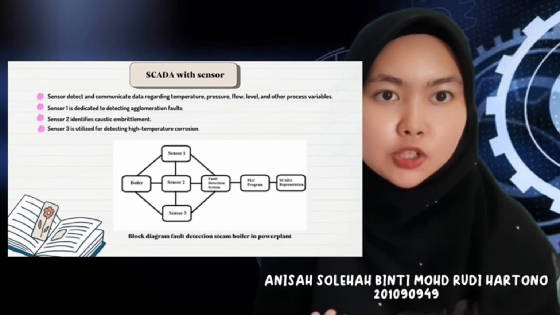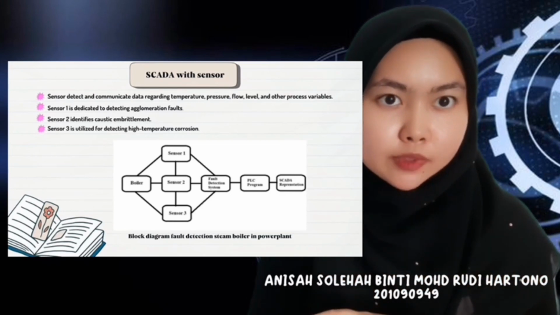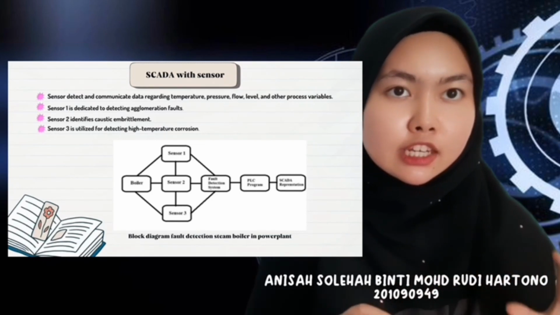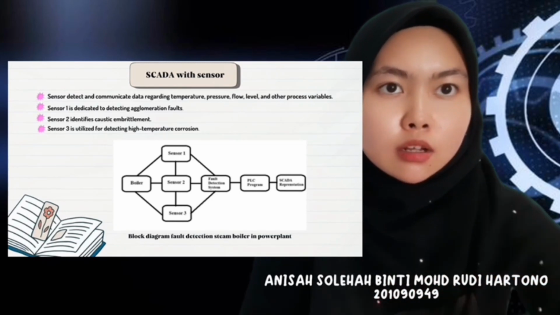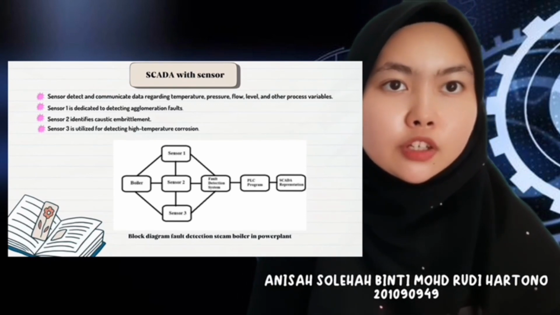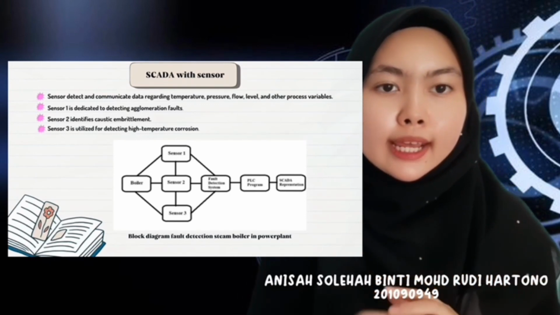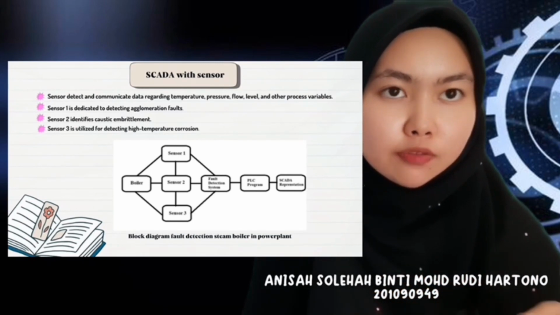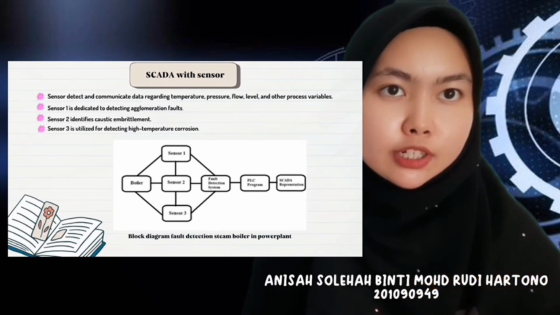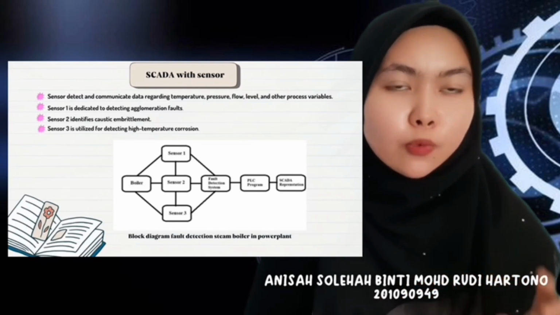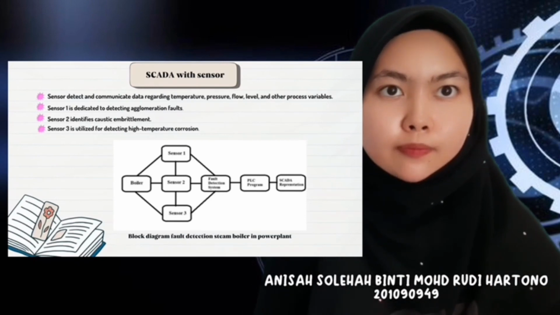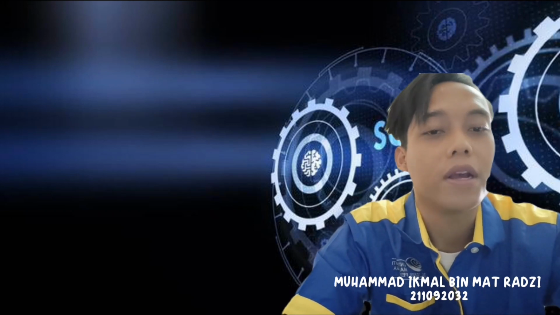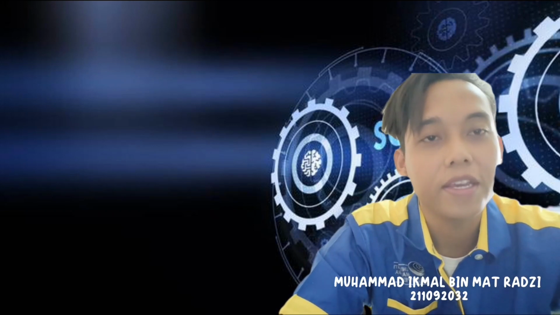These sensors transmit signals to the fault detection system, the PLC. Then the PLC's internal logic program can detect these 3 types of faults. After fault detection, alarm 1 for agglomeration fault, alarm 2 for embrittlement, and alarm 3 for high temperature corrosion will display on the SCADA system.